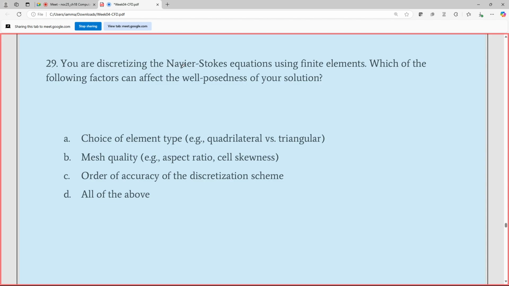You are discretizing the Navier-Stokes equation using finite elements. Which of the following factors can affect the well-posedness of your solution? So when discretizing the Navier-Stokes equation using finite elements, which of the following factors can affect the well-posedness of your solution? Options are: option A, choice of element type. Option B, mesh quality. Option C, order of accuracy and discretization scheme. Option D, all of the above.